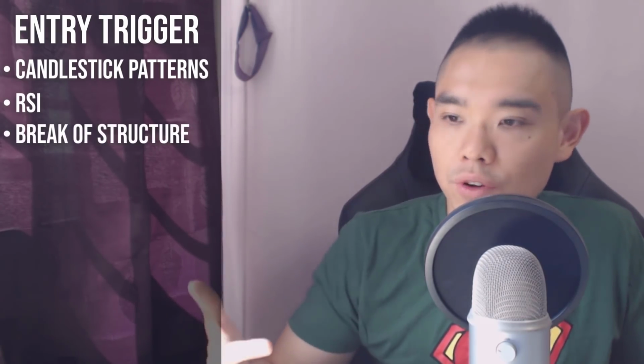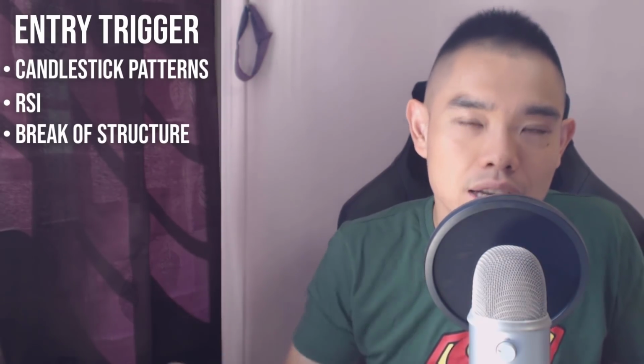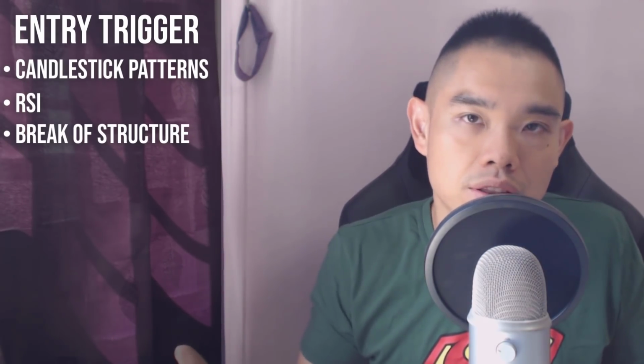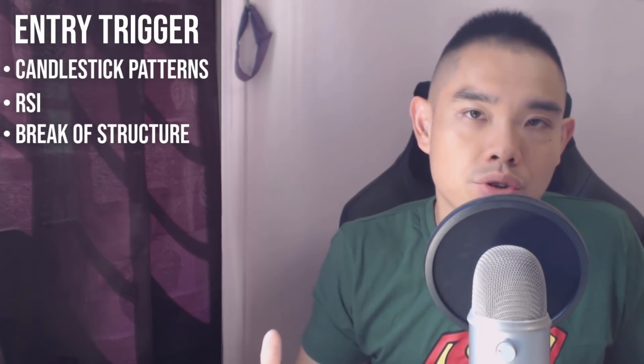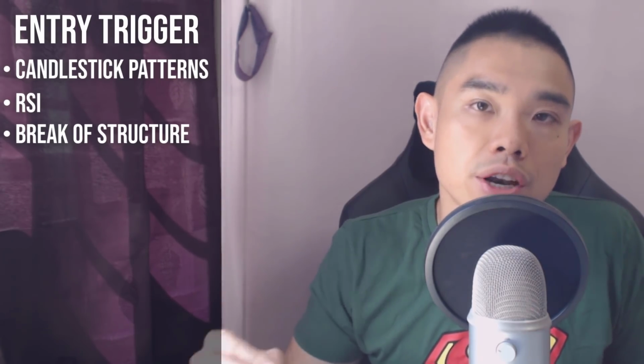For entry triggers, there are many variations and many types. You can look for something as simple as candlestick patterns, like a bullish hammer or a bullish engulfing pattern. You could look for an RSI crossing above 30. You could go down to a lower time frame and look for a break of structure, looking for the price to make a series of higher highs and higher lows before you enter a trade. Those are all different types of entry triggers that you can use.